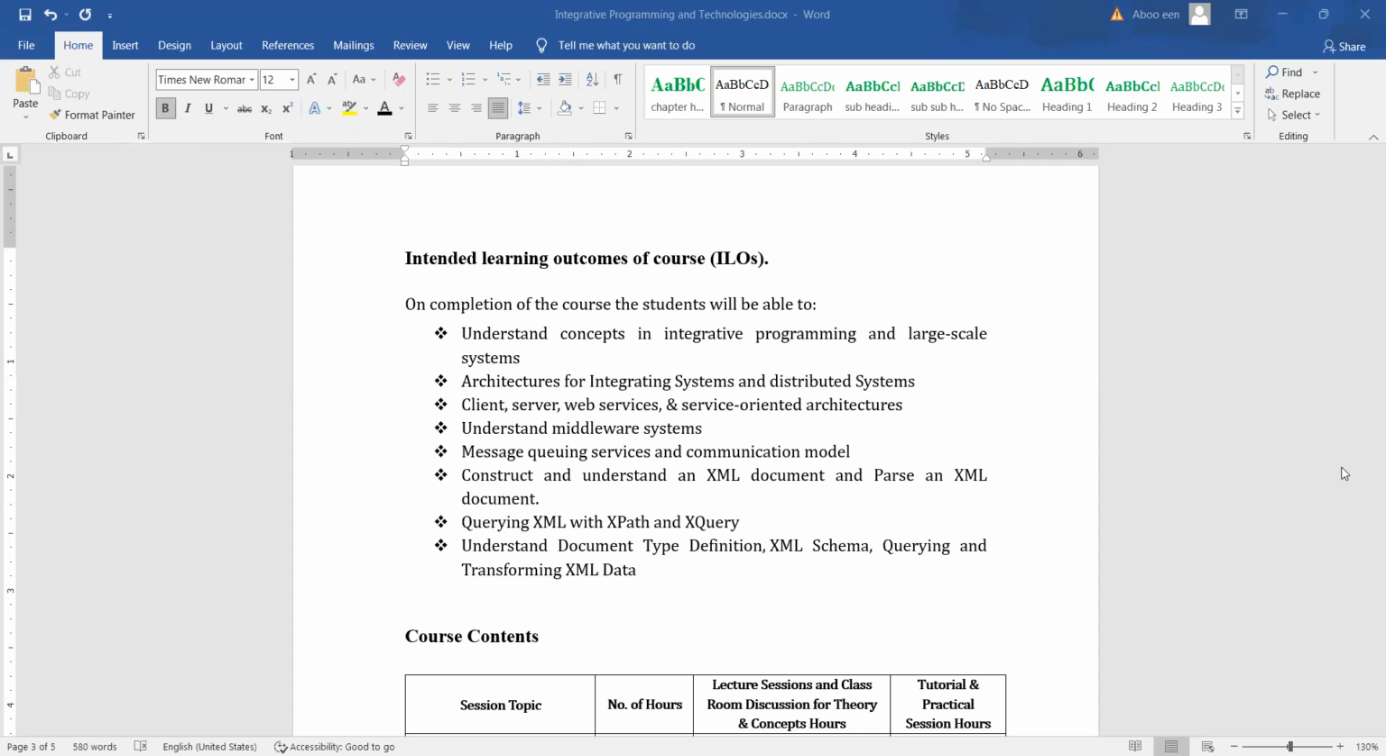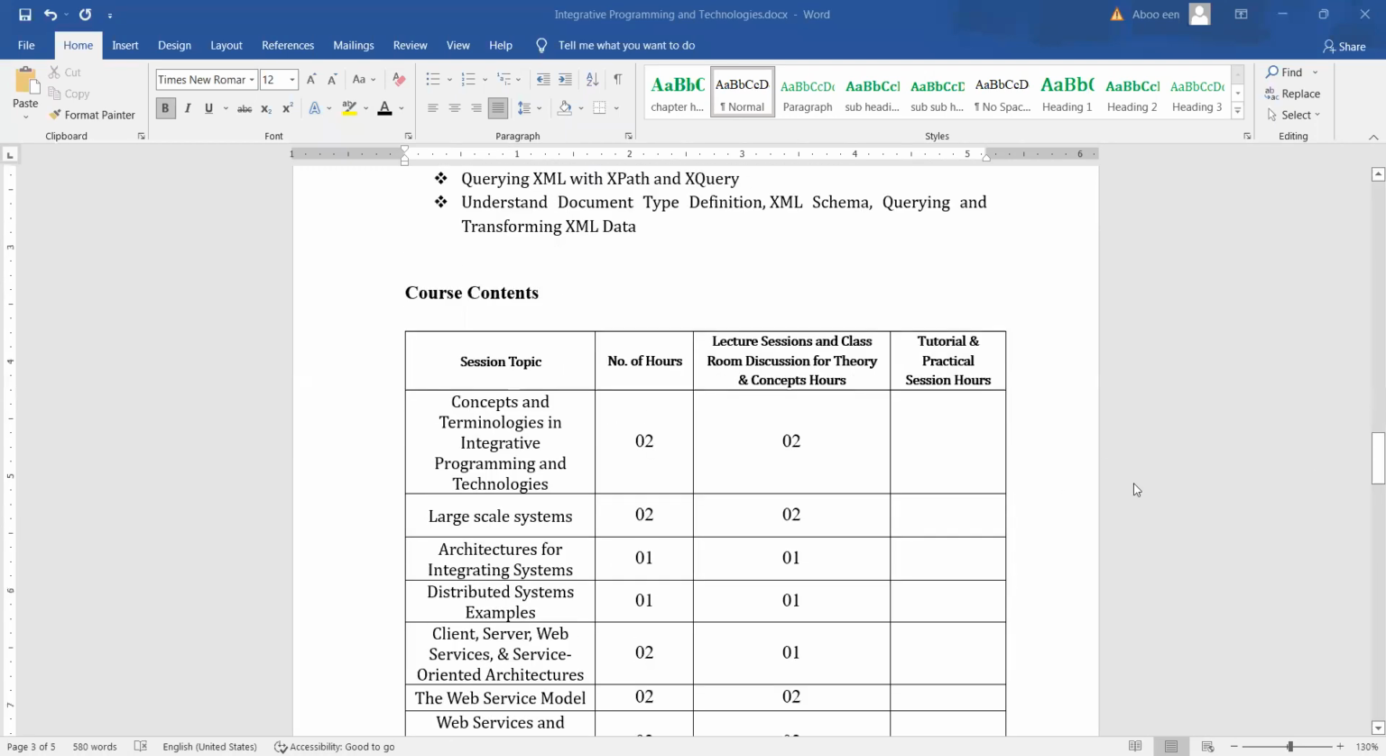So we will discuss message queuing services and communication models, and the students will be able to construct and understand an XML document and parse an XML document. They will be able to understand querying XML with XPath and XQuery. Sorry, also understand document type definitions, XML schema, querying and transforming XML data. Okay, these are the learning outcomes of this module.